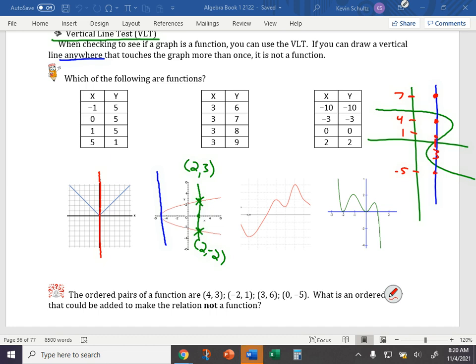There's no spot where it curls back on itself or overlaps on itself that would make it not a function. The last question, I think this is one Beckman had a question on earlier. It says the ordered pairs of a function are (4, 3), (-2, 1), (3, 6), and (0, -5). What is an ordered pair that could be added to make the relation not a function? So currently, it is a function. What could we add to make it not a function? I'll let you answer that on your own.